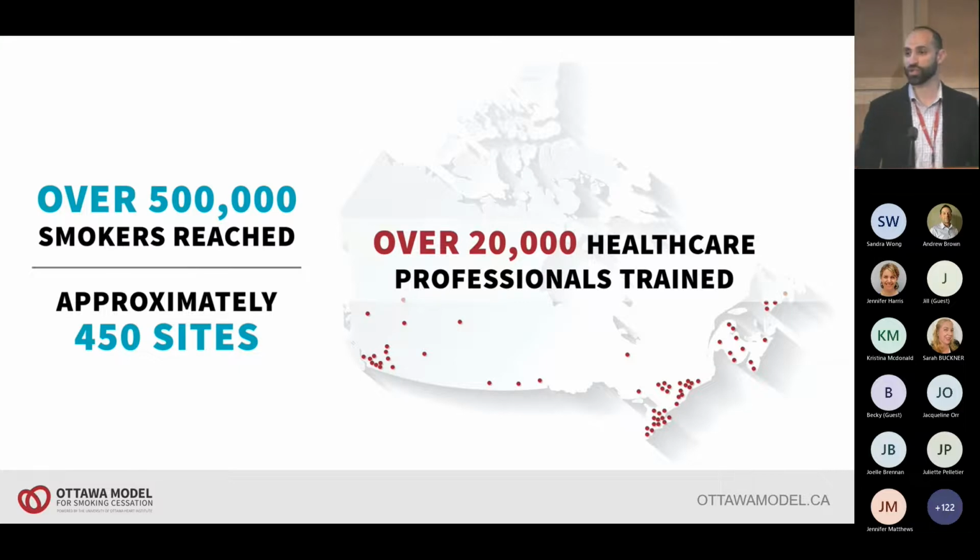And as mentioned earlier, here's the map Dr. Mir was referring to. The program has been operating since the early 2000s. And as you can see, over 450 sites have implemented the Ottawa Model for Smoking Cessation, with more than 20,000 healthcare professionals trained using the model. And this has led to over 500,000 patients being supported in one way or another through various means to address their nicotine use. And as mentioned as well, this has currently expanded to other jurisdictions internationally.